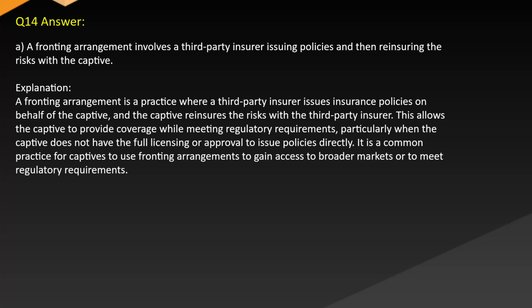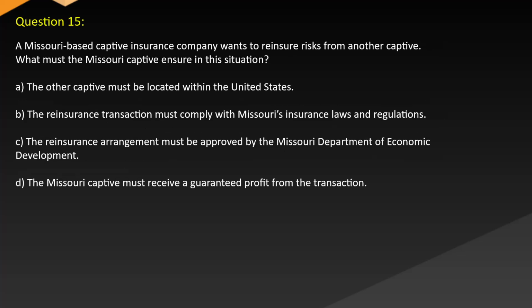This allows the captive to provide coverage while meeting regulatory requirements, particularly when the captive does not have the full licensing or approval to issue policies directly. It is a common practice for captives to use fronting arrangements to gain access to broader markets or to meet regulatory requirements. Question 15. A Missouri-based captive insurance company wants to reinsure risks from another captive.